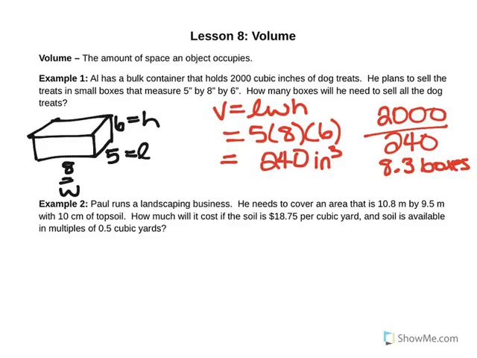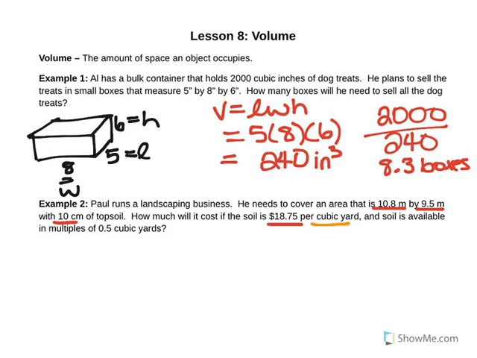Example 2. Paul runs a landscaping business. He needs to cover an area that is 10.8 meters by 9.5 meters with 10 centimeters of topsoil. How much will it cost if the soil is sold at $18.75 per cubic yard? So first of all, we're dealing with meters, and this is in yards. So we have to convert them.